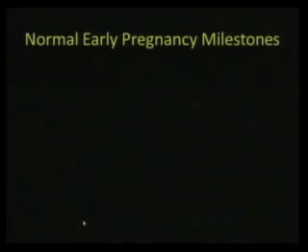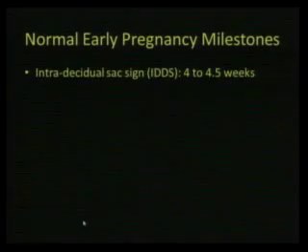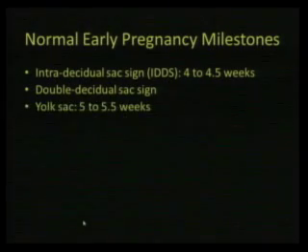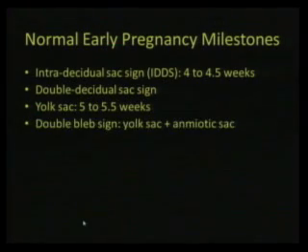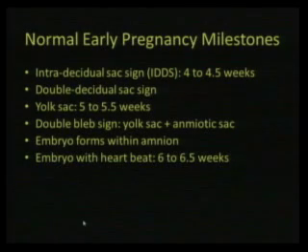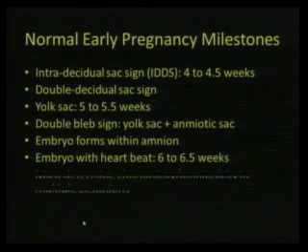So, some early milestones in pregnancy. There's the intra-decidual sac sign that happens at about 4 to 4.5 weeks, and the double decidual sac sign. I'll show you examples of each. The yolk sac, which you typically see between 5 and 5.5 weeks. The double bleb sign, which is basically the yolk sac and the amniotic sac. The embryo forms within the amnion, and then with a fetal heart, you should be able to see heart tones at approximately 6 to 6.5 weeks.